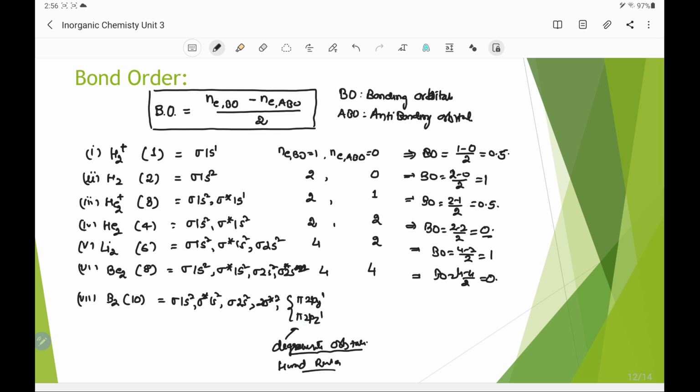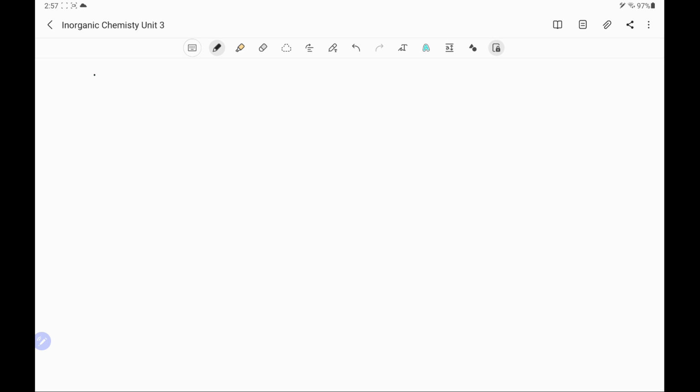orbital. Therefore, we can count the number of bonding electrons: 2, 4, 5, 6. 6 are in the bonding orbitals and 4 are in the anti-bonding orbitals. Therefore, bond order will be equal to 6 minus 4 by 2, that is equal to 1. Next is C2.